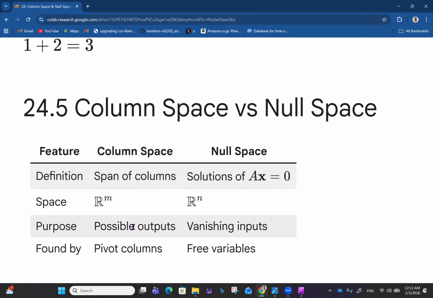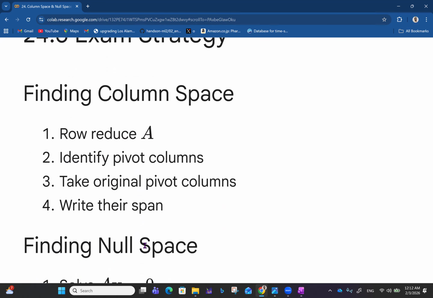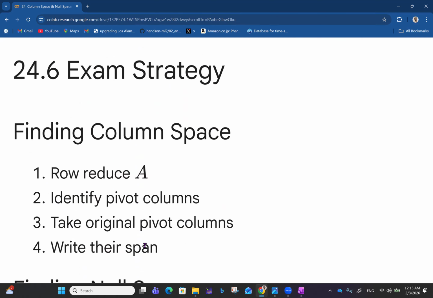So the purpose of column space is for possible outputs, while the purpose for null space is for vanishing inputs. Then you find the column space by taking pivot columns, while you find the null space by taking free variables. In the previous video, we had talked about pivot columns and free variables. So, what's the exam strategy for finding each of these things?